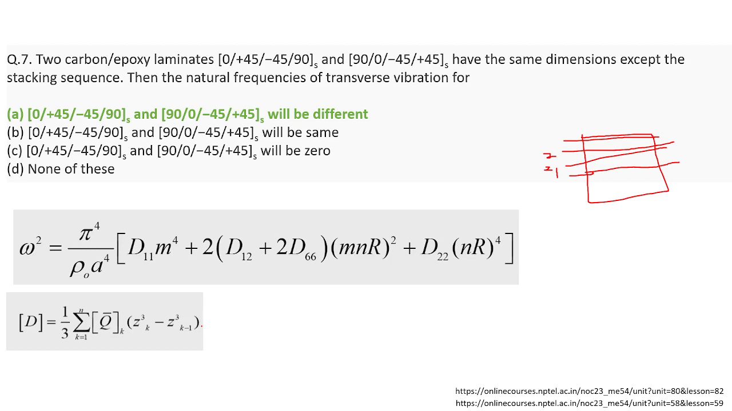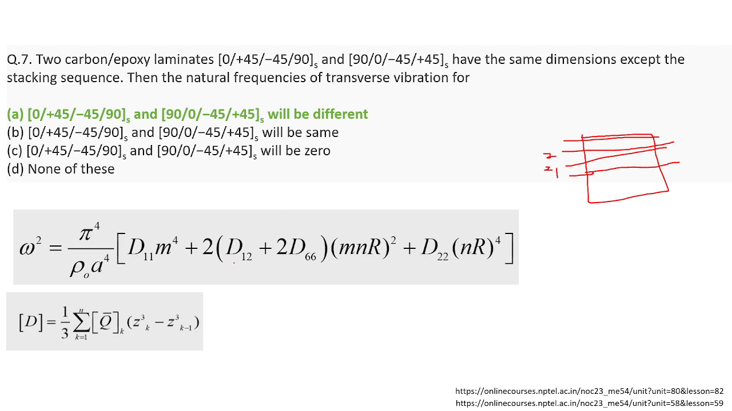Similarly, the equations of the A and B matrix are given. That also depends on ZK and ZK minus 1. For the D matrix, it is ZK square minus ZK minus 1 square. So you take the position of each lamina according to its thickness, then subtract the squares and multiply that value by the reduced stiffness matrix. That will be for one lamina.